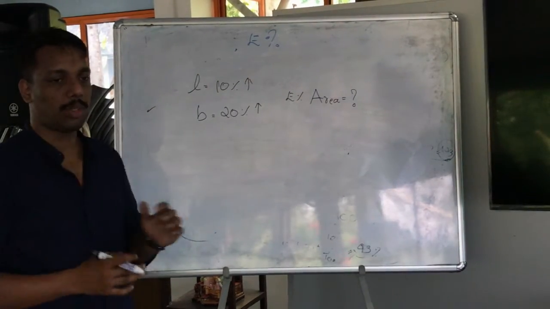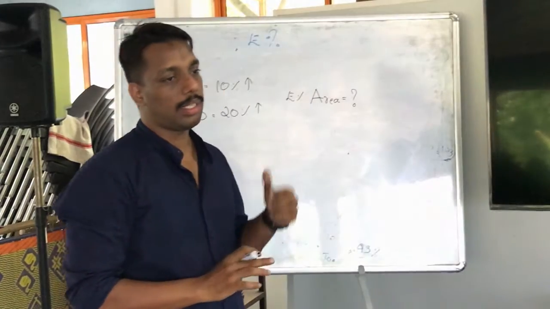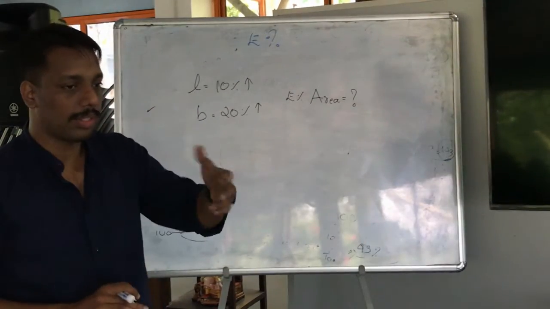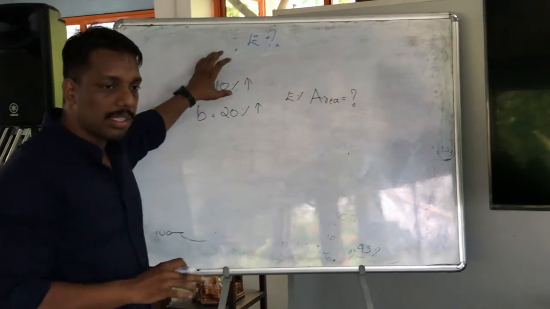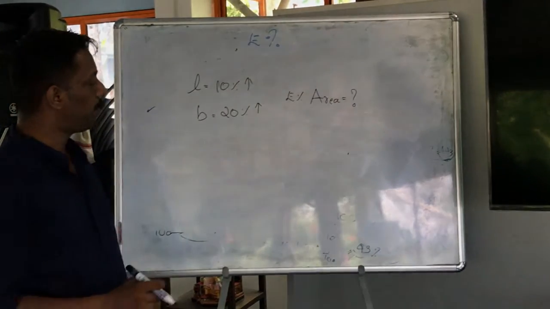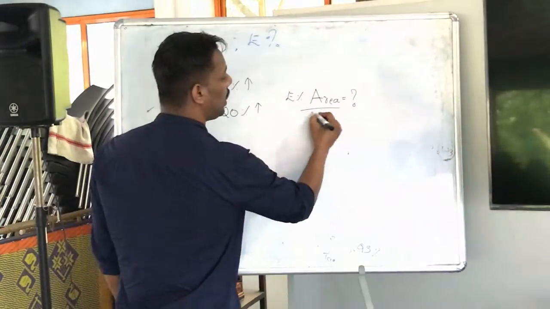Actually, it is the same as the shopkeeper problem. In that case, he increases the price of his goods by a particular percentage. Here I am increasing the length and breadth. What will be the effective change in the area?